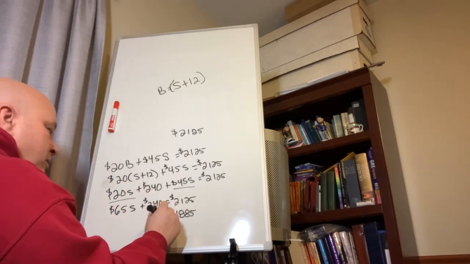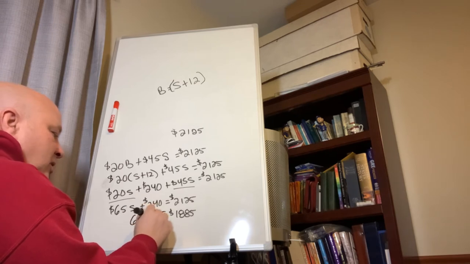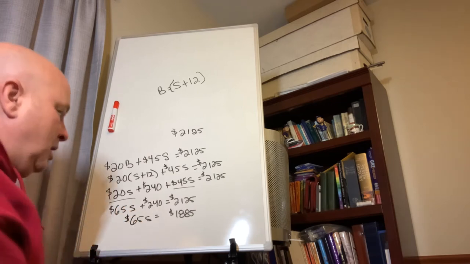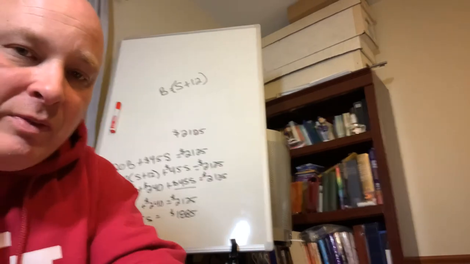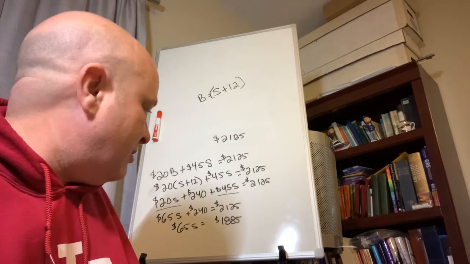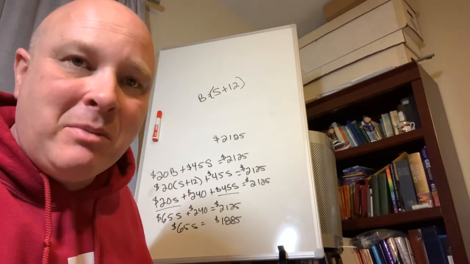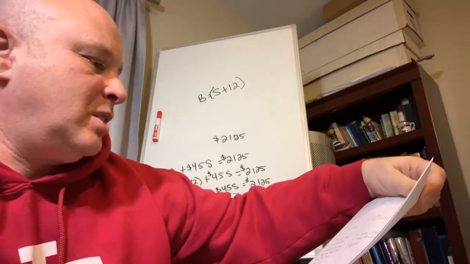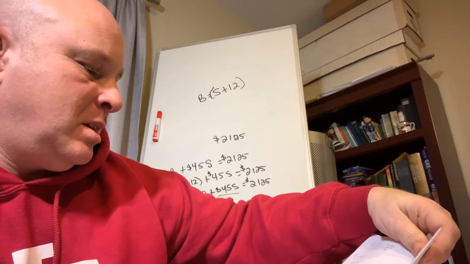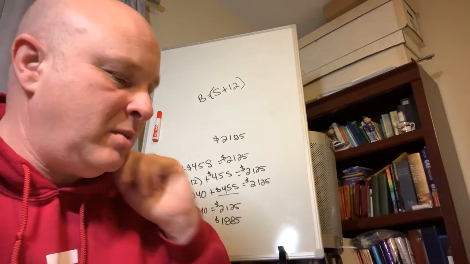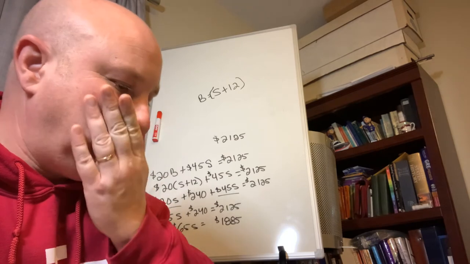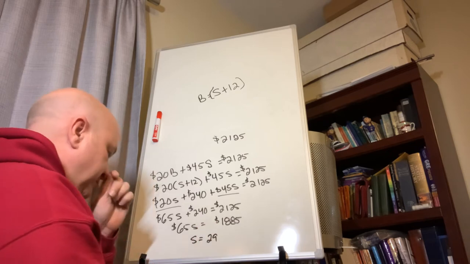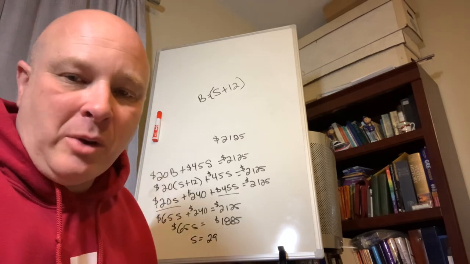So now that tells me that 65S equals 1885. Now, I tell you, as cool a flex as it would be for me to divide 1885 by 65 in my head, not going to be able to do that. So I actually did this problem on a sheet of paper, and that number is 29. Okay. So that's how many scooters I rented: 29.